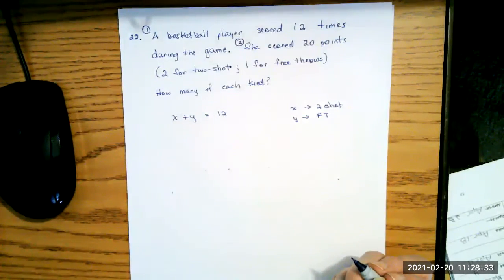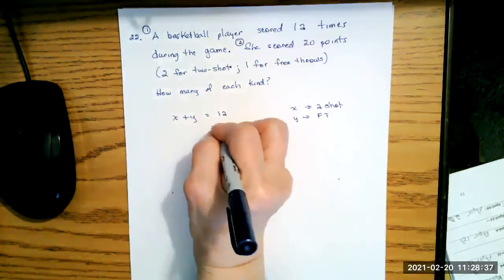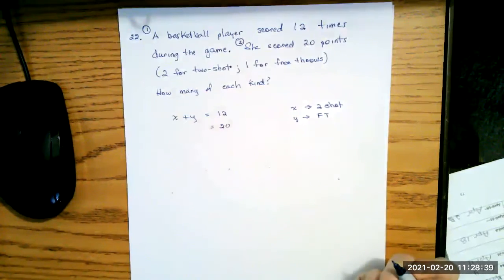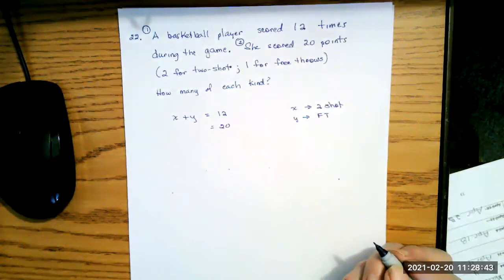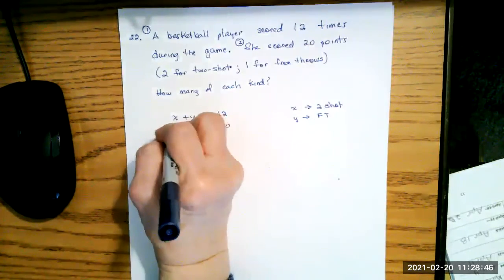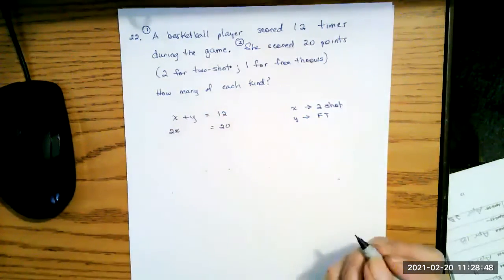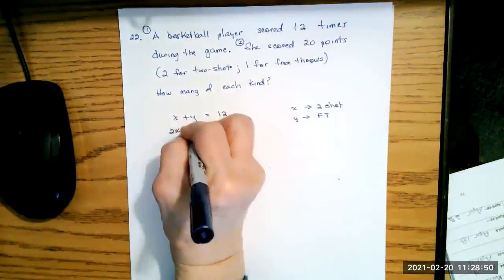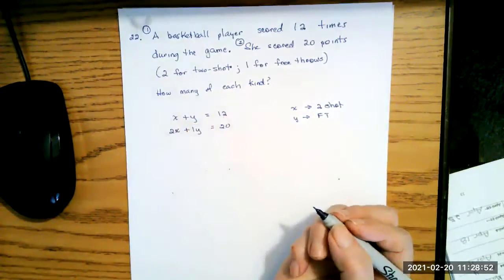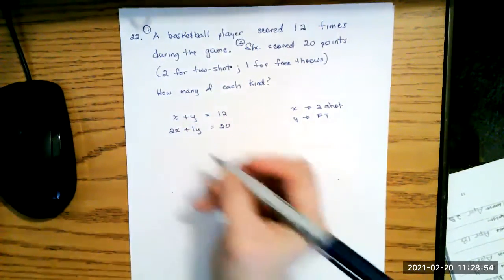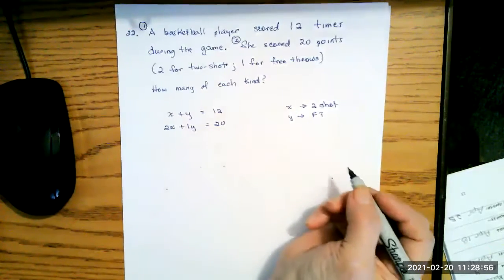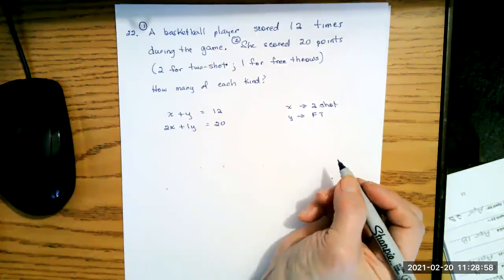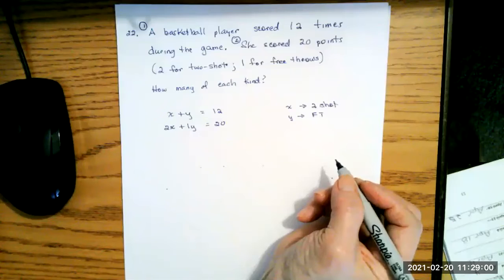She scored 20 points altogether. So altogether, she scored 20 points. She has scored 2 points each for the two shot. Well, we let x be the two shot, so each of those gets 2 points, and 1 point each for the free throws. So that would be 1y. So now I have two equations with two unknowns.